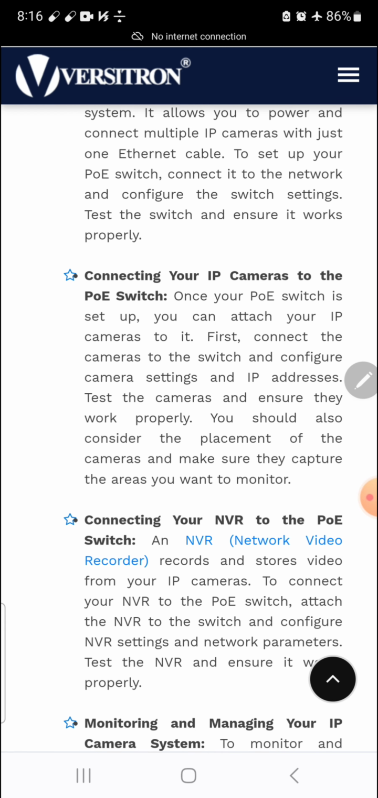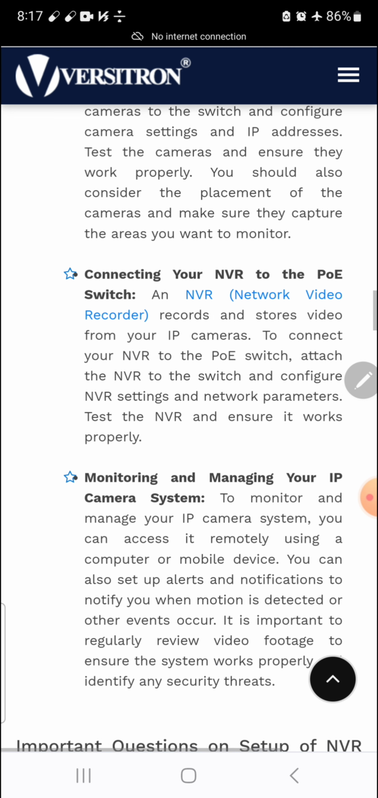Connecting your IP cameras to the PoE switch. Once your PoE switch is set up, you can attach your IP cameras to it. First, connect the cameras to the switch and configure camera settings and IP addresses. Test the cameras and ensure they work properly. You should also consider the placement of the cameras and make sure they capture the areas you want to monitor.